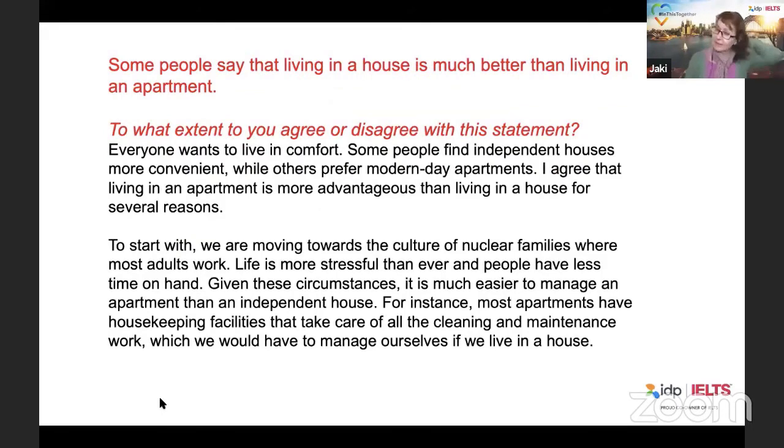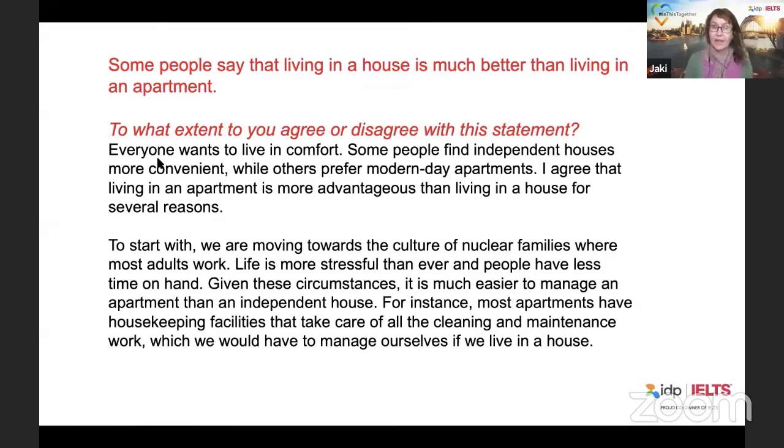Now, some of you were asking about what an 8, 8.5 looks like. So you'll see how this is different to the 7. So this person, let's see what their position is. "I agree that living in an apartment is more advantageous than living in a house for several reasons." So they're arguing the other side.